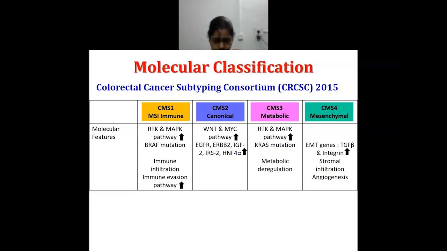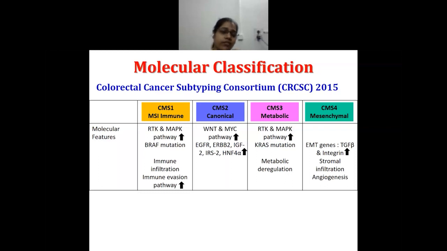Now, when we come across the molecular features among the various CMS subtypes, receptor tyrosine kinase and mitogen activated protein kinase pathway was upregulated in CMS1 and 3, while WNT and MYC pathway was found to be upregulated in CMS subtype 2. BRAF mutation was found to be present in CMS1, while in CMS3, KRAS mutation was characteristically noted. Among the other genes which were upregulated in CMS2 include EGFR, ERBB2, IGF2, IRS2, and HNF4 alpha. However, EMT genes, which included TGF beta and integrin, were upregulated in CMS4.